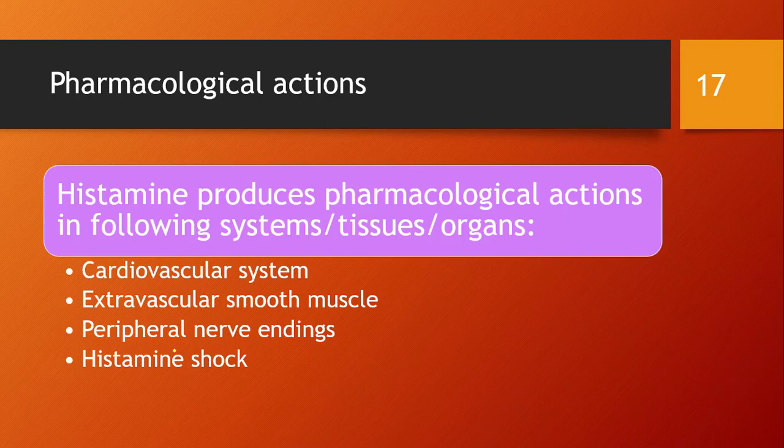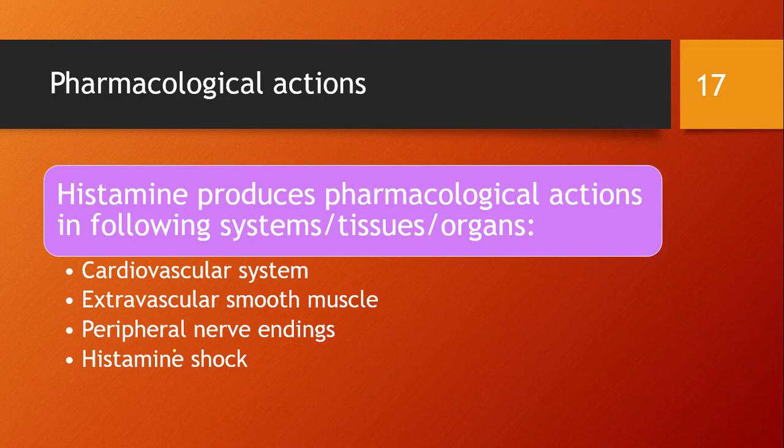Okay, so let's start with the pharmacological actions of histamine, and only this much we will study today. The other part we will study in the next lecture. Okay, so histamine produces pharmacological actions in the following systems, tissues, and organs. Okay, so which are these systems? Cardiovascular system, extravascular smooth muscle, then peripheral nerve endings, and we are going to see a specific thing, that is histamine shock.